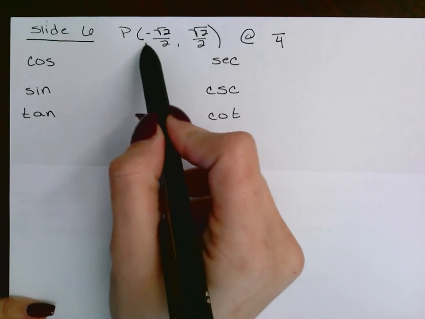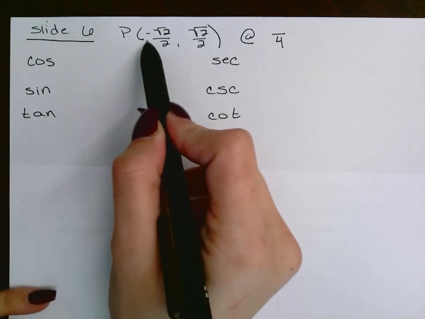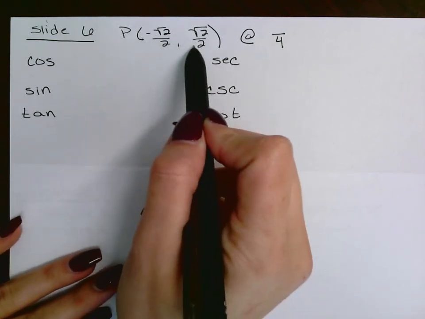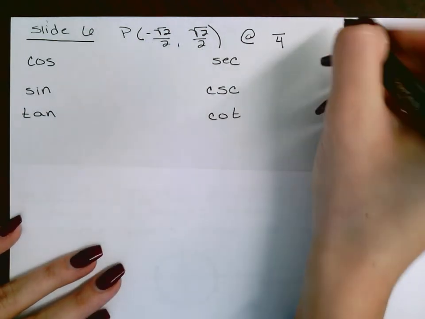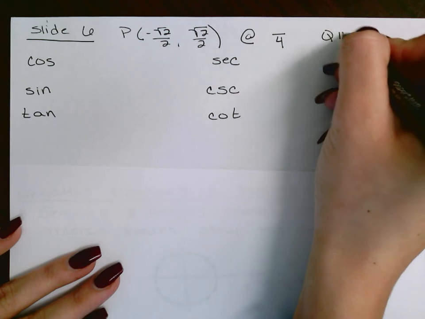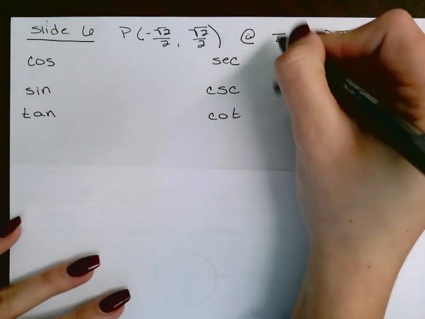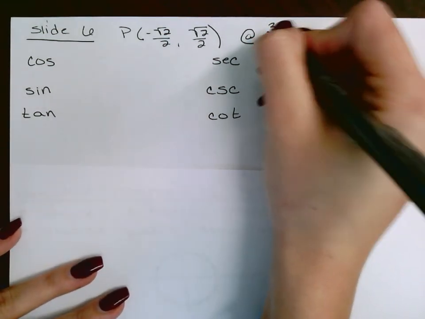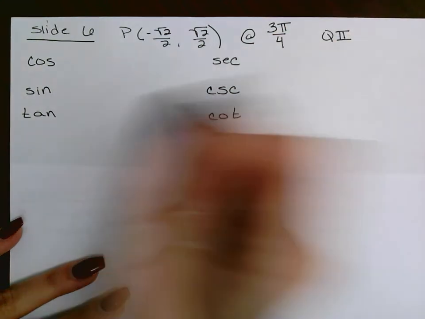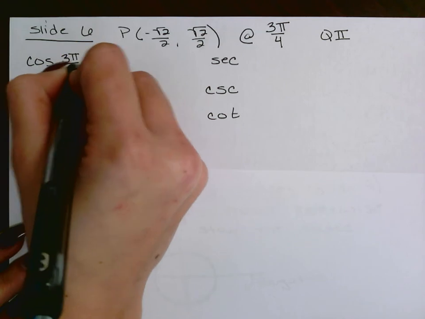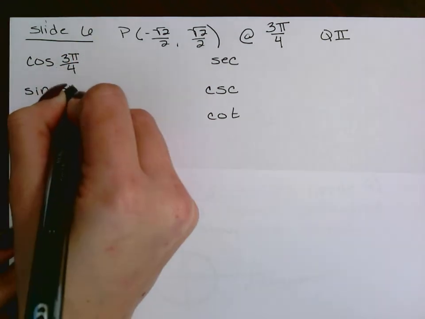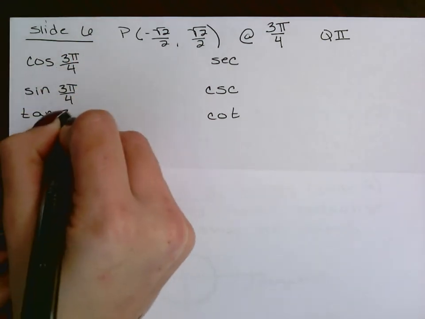Now, ask yourself, what quadrant am I in when my x is negative and my y is positive? So I travel left on the x and up on the y, and I end up in quadrant 2. The rule in quadrant 2 is that the numerator is 1 less than the denominator. So I know that the value that they're asking me to find is cosine of 3 pi over 4, and so on for the rest. Okay?